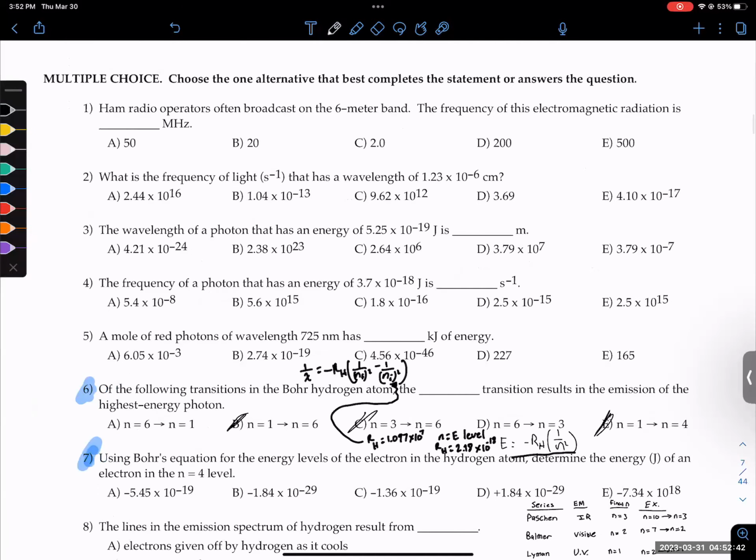So RH is just the Rydberg constant. Like Rich said, if you're using the 1 over lambda, it's 1.097 times 10 to the 7. Or if you're using the one with energy, which is the Bohr's equation on the right under answer choice D of question 6, energy equals negative RH times 1 over n squared. So remember when you're given wavelength, use the one with 10 to the 7. And when you have a question like this with just energy levels, use the 2.18.